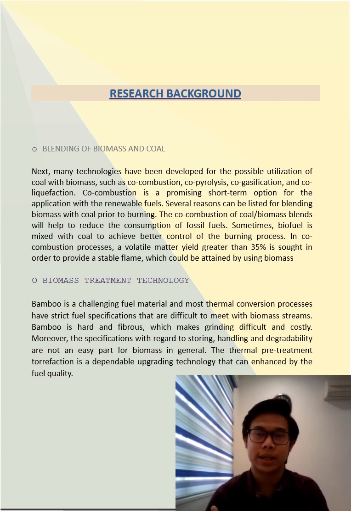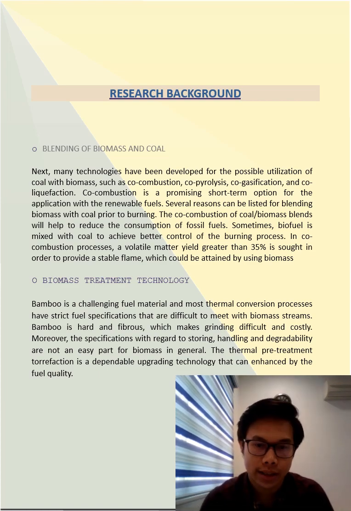This material is called feedstock. The feedstock consists of plant material, woods, and also waste product. Okay. Bamboo is a challenging feed material, and most thermal conversion processes have strict feed specifications that are difficult to meet with biomass streams. Bamboo is hard and fibrous, which makes grinding difficult and costly. Moreover, the specifications with regard to storing, handling, and degradability are not an easy part for biomass in general.